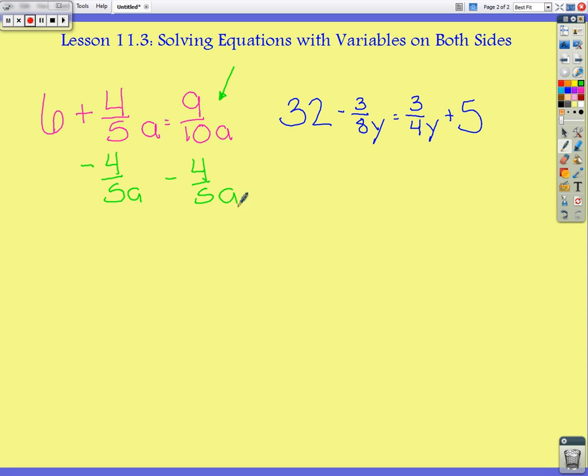Now, this goes back to, and I forget, maybe chapter 3 or 4, when we started to add and subtract fractions. This just stays 6. Now, first thing I notice, I don't have common denominators. I can't just say, hey, 9 minus 4 is 5, 10 minus 5 is 5.